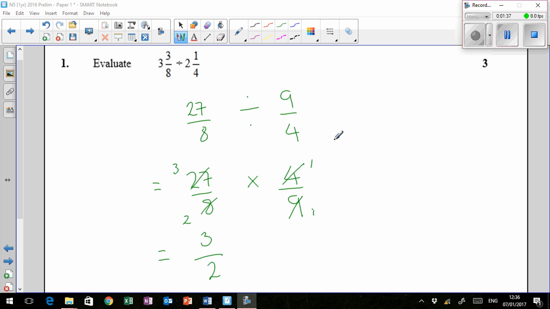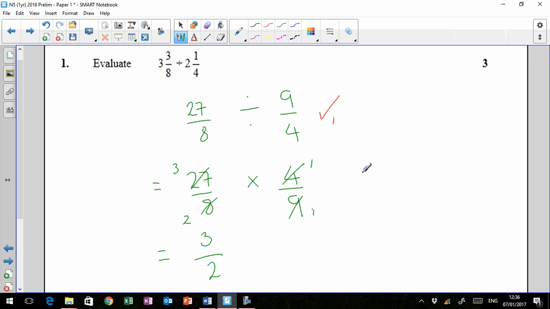Now your marking for this: the first mark is for changing it to an improper fraction. The second mark is for timesing by the second one flipped, and your third mark is for completing the calculation. You can only get that third mark if the answer is simplified, and it's much easier to simplify here than it is later on. So I would recommend doing it that way.